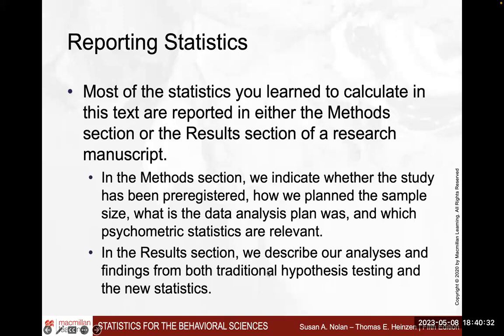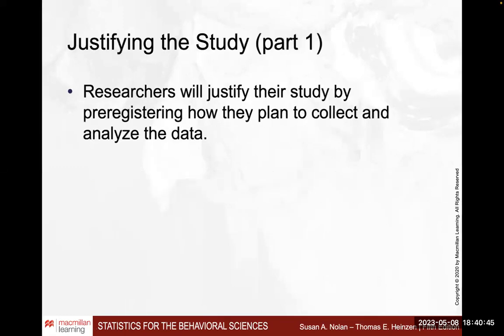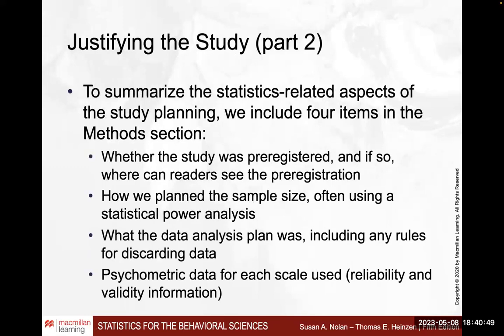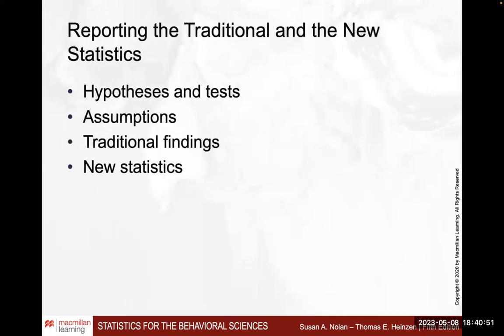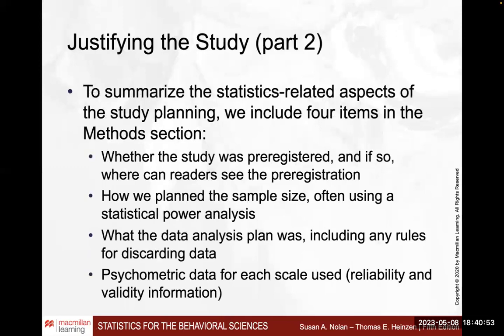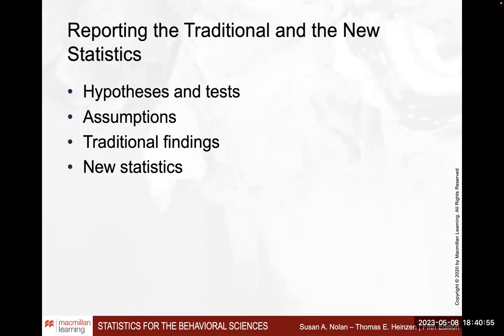And then in the results section, you move forward and you describe the analysis in detail. And you show findings from traditional hypothesis testing as well as new statistics. What does that mean? So you're pre-registering your data. Yeah, so traditional findings and new statistics, we talked about this.